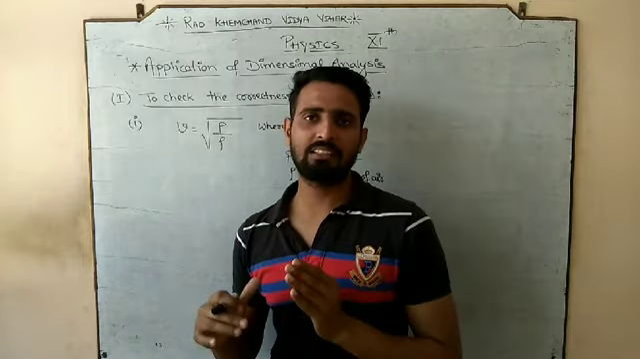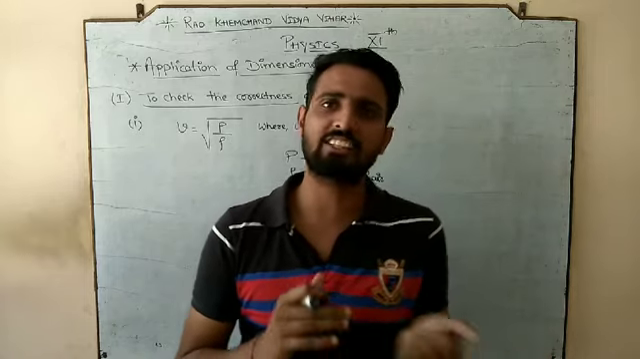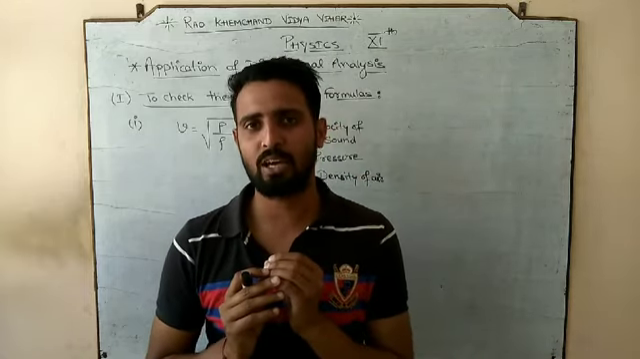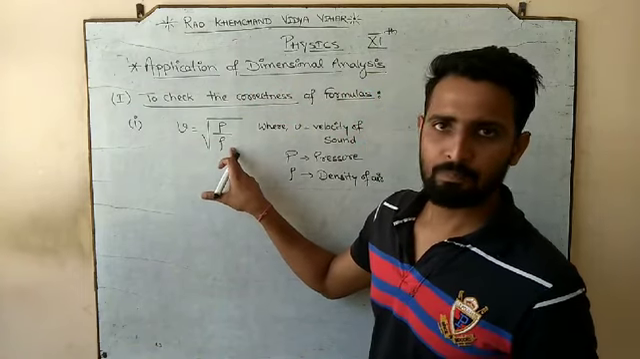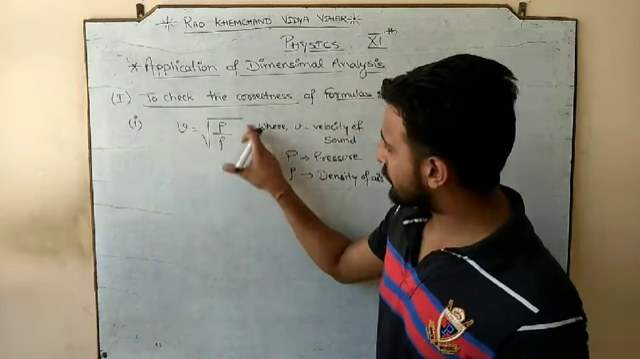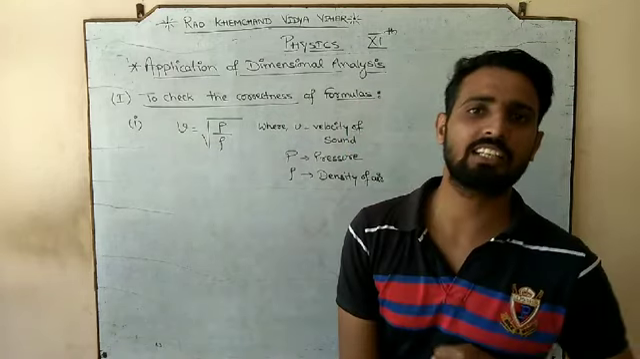But the first step, before going to the experimental process, before doing the experiment, is that you have to check whether under root P by rho will give the same dimensions as the velocity gives.